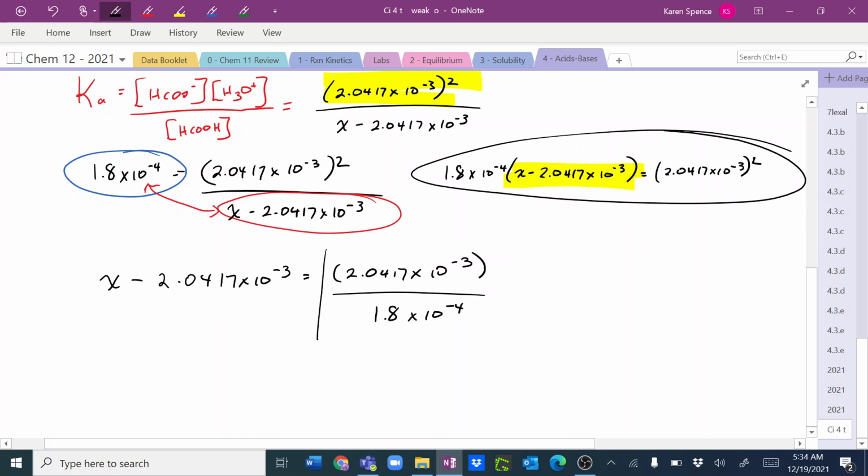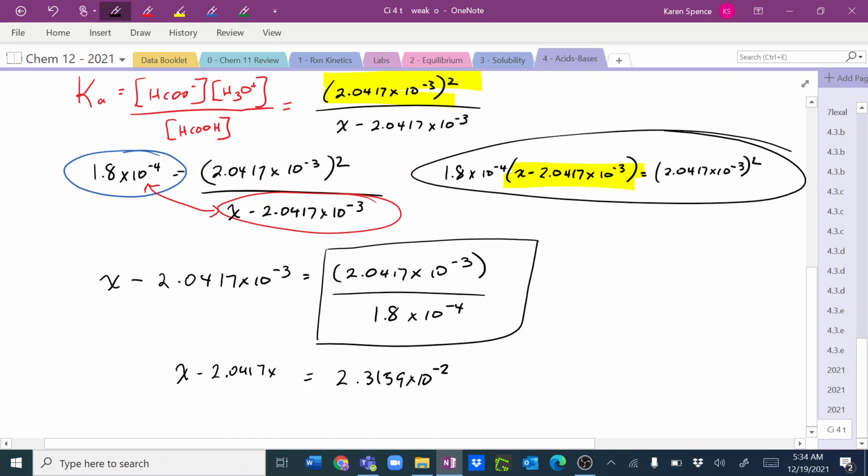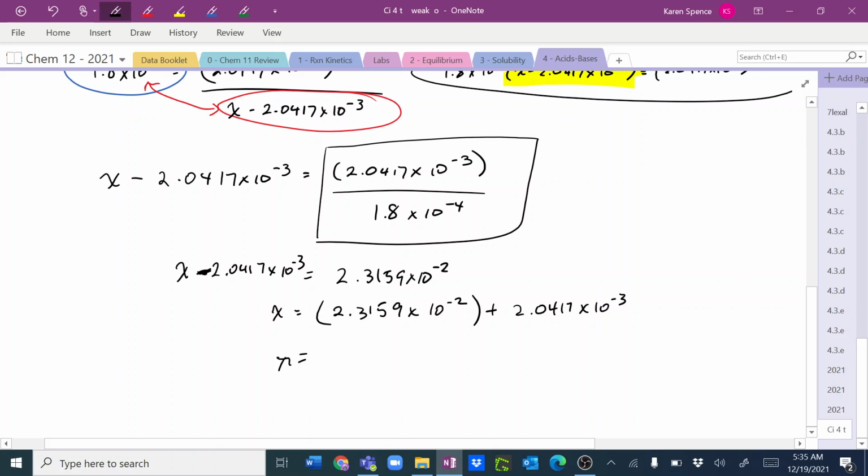So solve this bit here, and we get 2.3159 times 10 to the minus 2 equals x minus 2.0417 times 10 to the minus 3. And then x is equal to 2.3159 times 10 to the minus 2 plus, because we're bringing it to the other side, we have to change our sign, which was a negative. Now it's a positive. 2.0417 times 10 to the minus 3. And that is 2.52 times 10 to the minus 2.